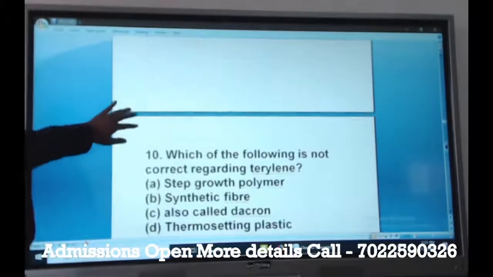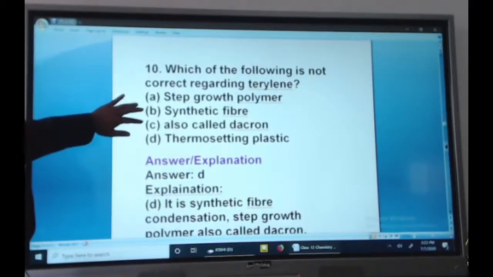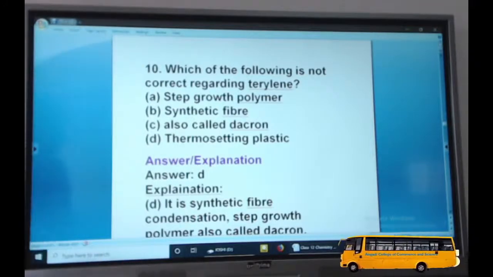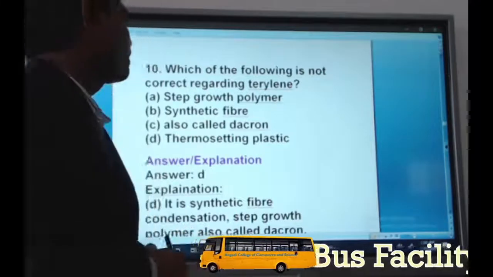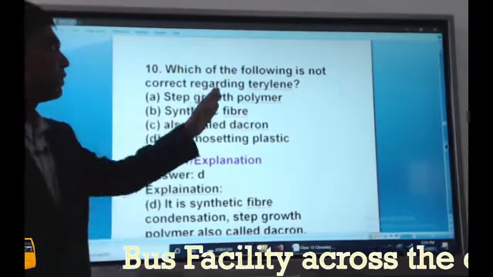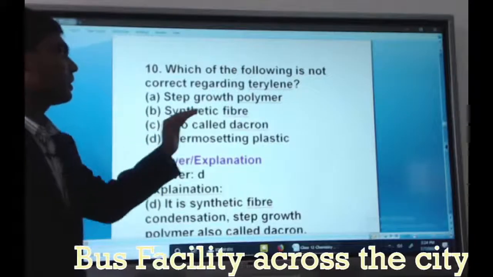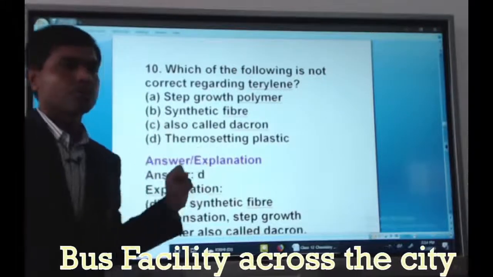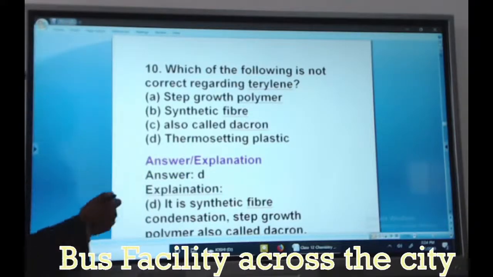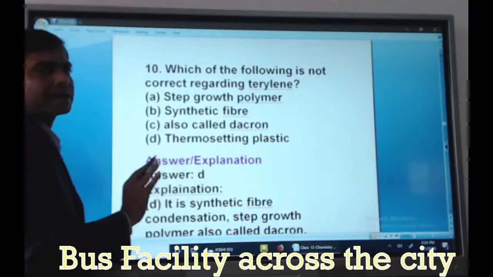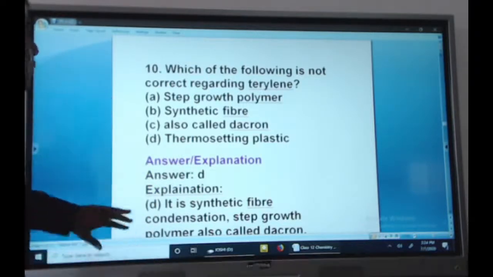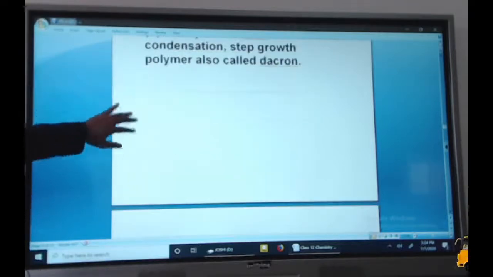Next one. Which of the following is not correct regarding terylene? He is telling that terylene is an ester linkage compound, but which statement is not suitable for that? Step growth polymer, synthetic fiber, it is also called Dacron, thermosetting plastic. By seeing the 4th option only you can understand thermosetting plastic is not terylene. Their examples are nothing but polymers like polystyrene. Next one.